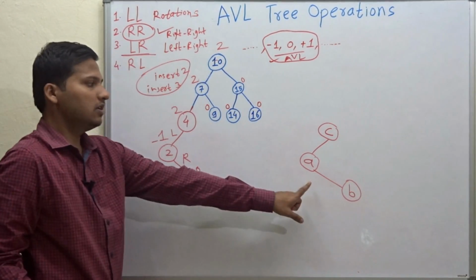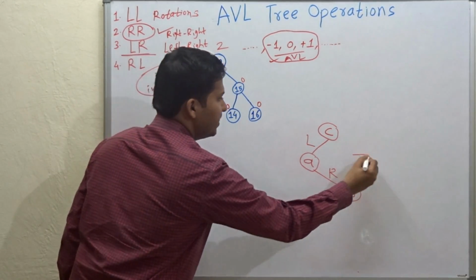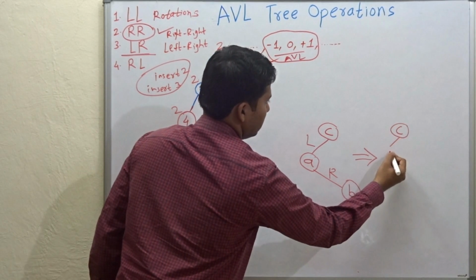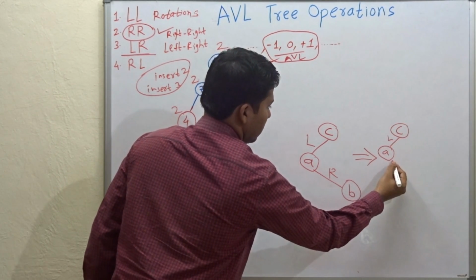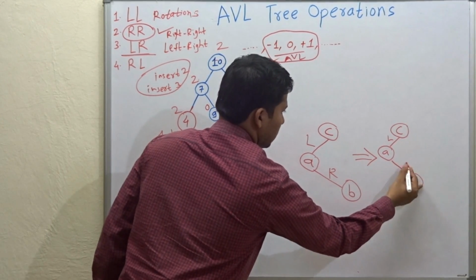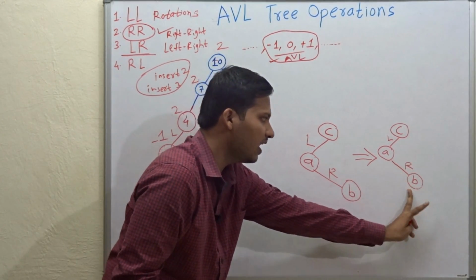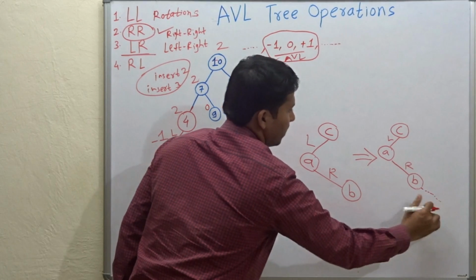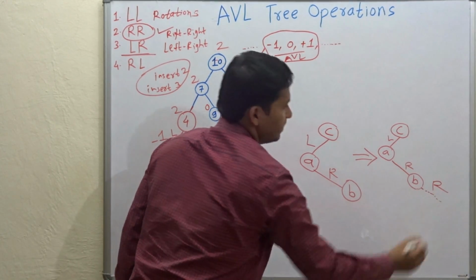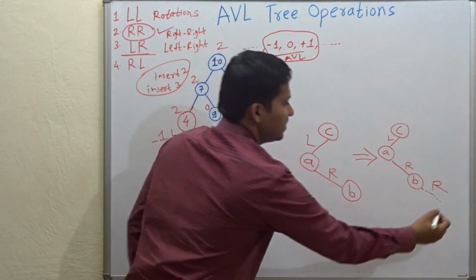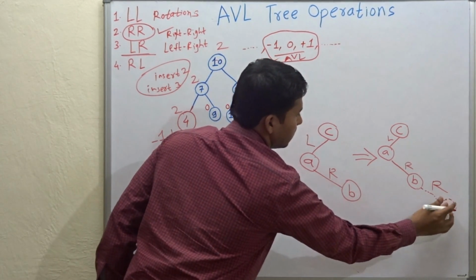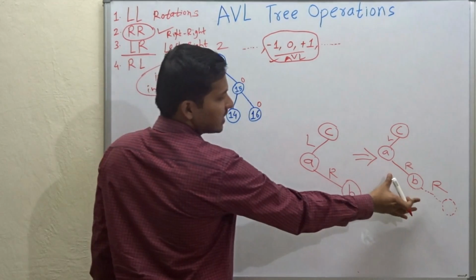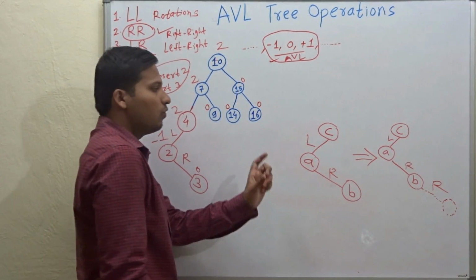Okay, so the LR rotation will be split into two steps. The first step is C, then it is A, this is L. Now the first step is, consider this as RR. Just imagine this. Okay, so RR. Just imagine there is a node here. Just hypothetically consider that there is a node there. So if it is an RR case, then what will we do?